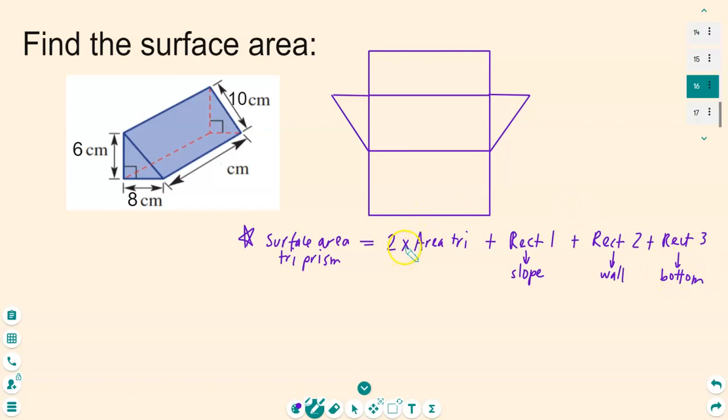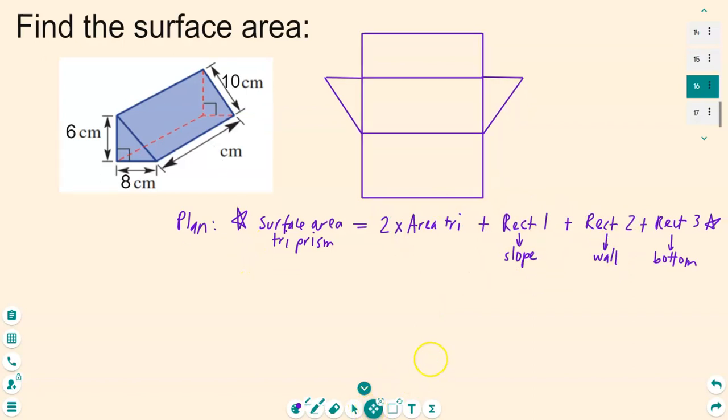And as we can see, there's 1, 2, 3, 4, 5. So we've got 5 shapes that we're going to be adding up. So this is our plan that we need to keep coming back to, and I'm going to find each of these separately. All right, let's do it.